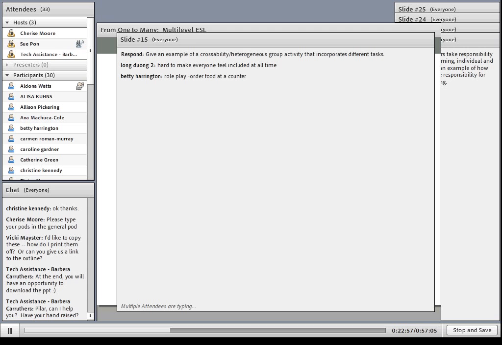Betty Harrington shares role plays. Yes, you can vary the role plays, and things that are open-ended, students can rise to their level of English proficiency. Thank you, Betty.